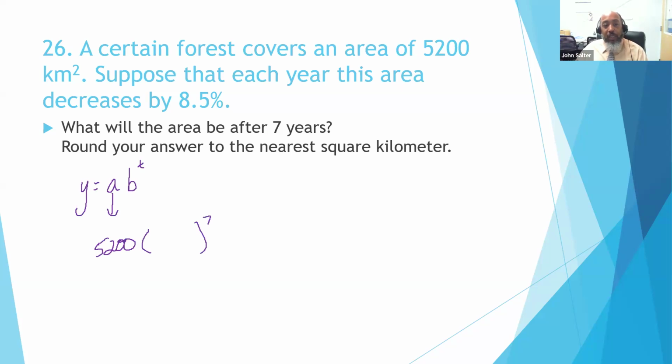And my decrease is by 8.5%. 8.5% is 0.085. Remember, change it to a decimal, even if it has a decimal in it. And so it's going to be 1 minus that percentage. The decrease means minus. If it said it was growing by that much, I would add. It's always 1 plus or minus my percent change. 1 minus 0.085 gives me, let me go to my calculator to make sure I don't make any mistakes.